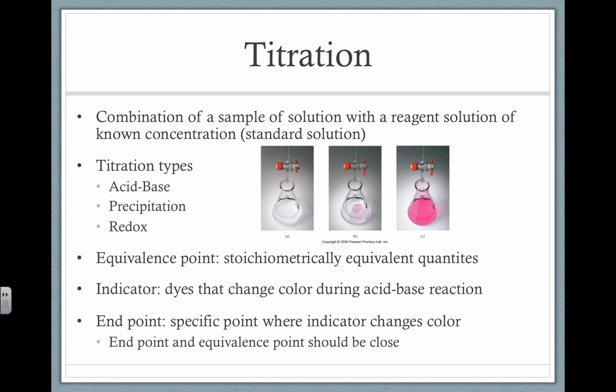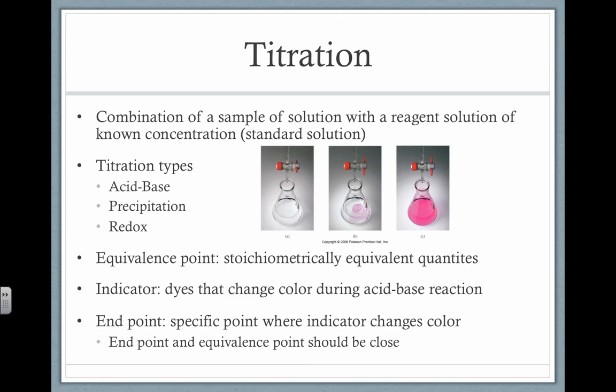There are many different kinds of titration types, but the ones that we'll focus on are acid-base, precipitation, and redox. Okay, these are just some household terms related to titrations that you need to know. The equivalence point is basically when you have stoichiometrically equivalent quantities. What that basically means is that you got to the point where the mole ratio has been achieved.